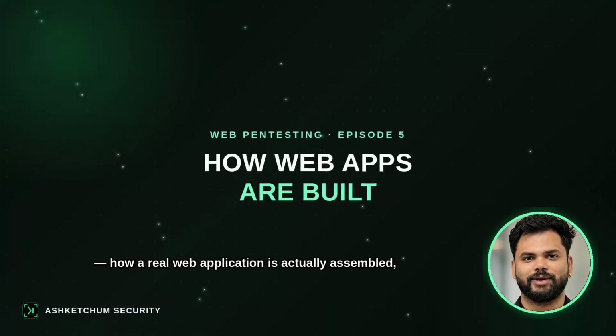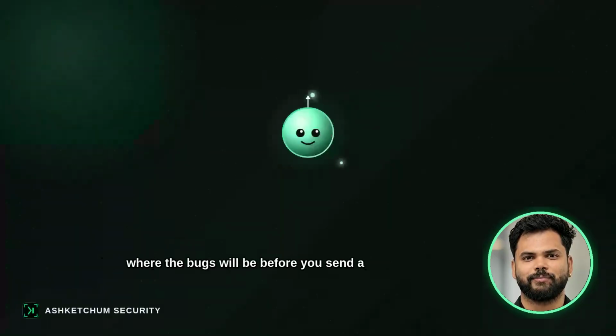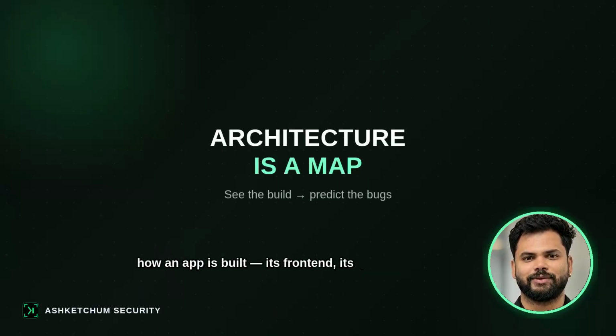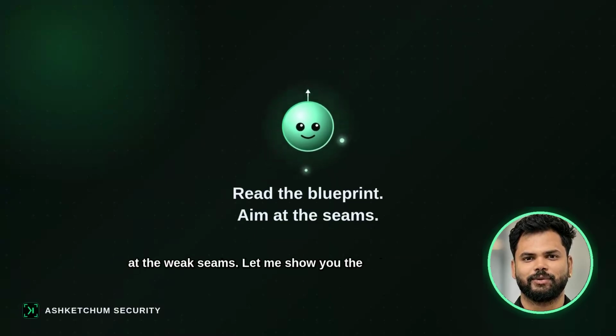Architecture is a map. Once you can picture how an app is built, its front end, its back end, its database, its APIs, you can predict where the bugs will be before you send a single payload. Great hackers don't attack randomly. They read the architecture, find the trust boundaries, and aim straight at the weak seams. Let me show you the blueprint.